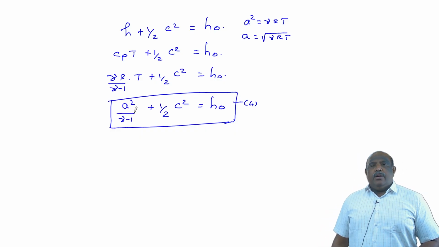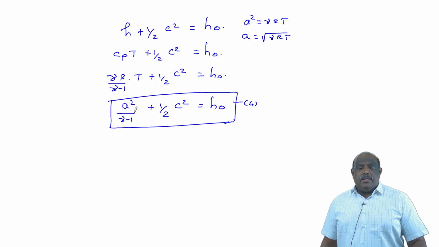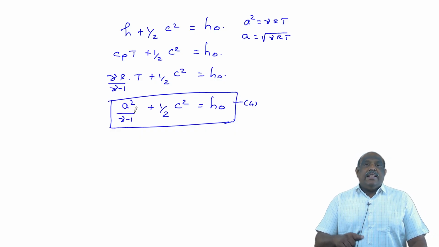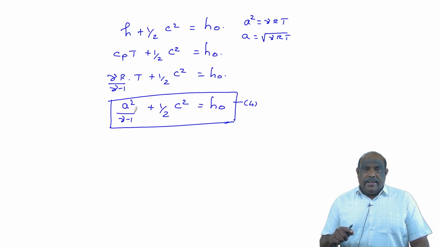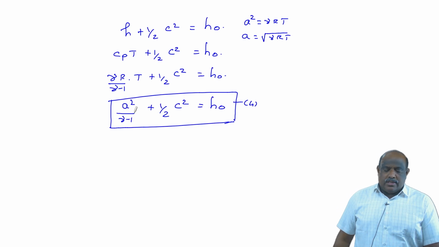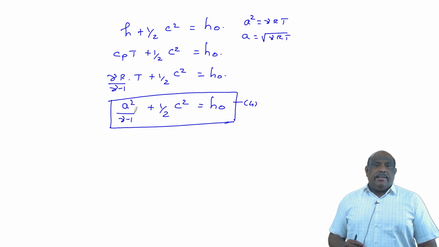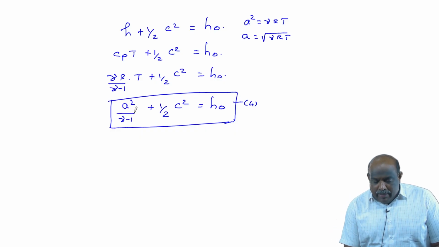So now we can see once again the terms which are on the left hand side are variables. So what are variables? A and C are variables. Why? A is nothing but the square root of gamma RT. Gamma is a constant, R is a constant, whereas the T, static temperature, can take any value. So A is a variable. C is also a variable, whereas the right hand side H naught is a constant.